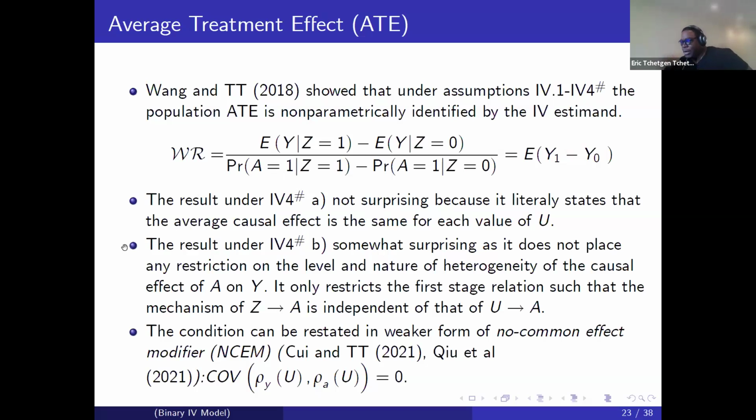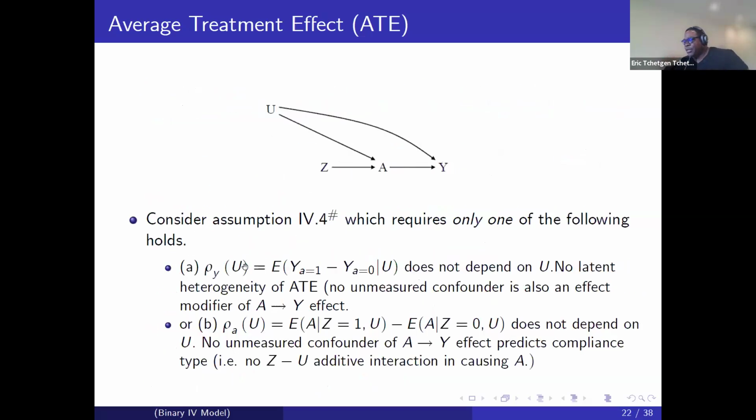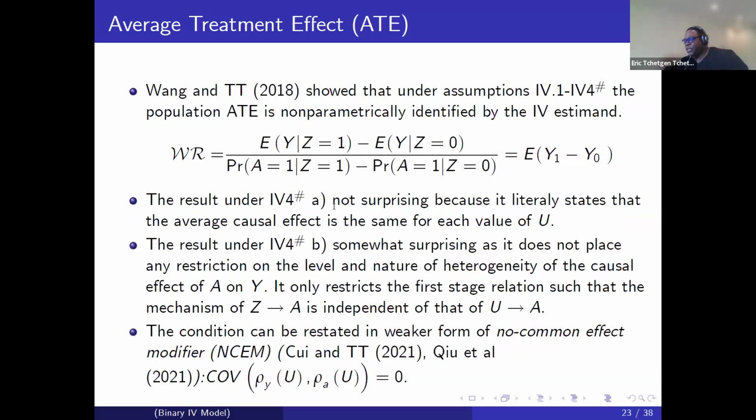And I'll come back to this later on about the nature of the fourth assumption. So the result under IV4-A is not entirely surprising. That was the first one, where you assume homogeneity of the causal effect in U, because it literally states that the causal effect is constant. Therefore, you would recover the average treatment effect for the whole population.